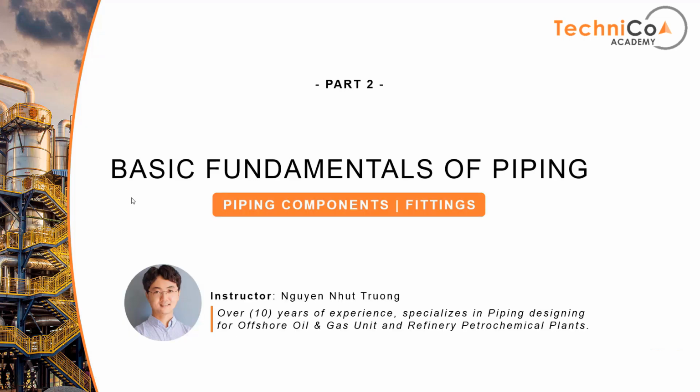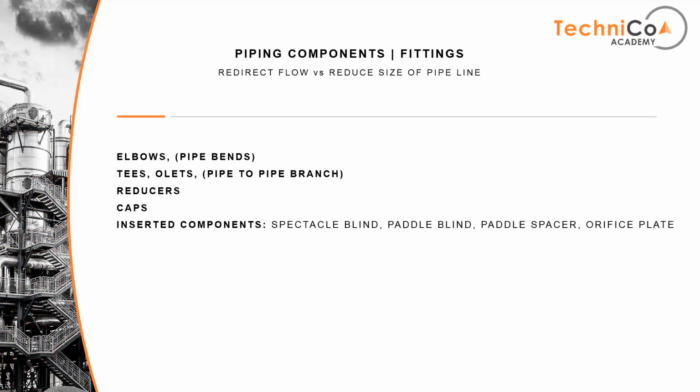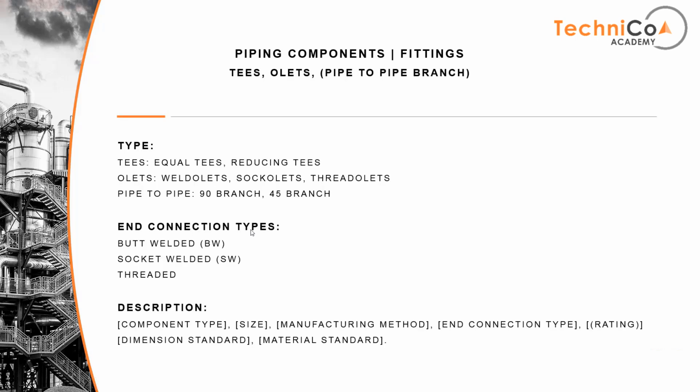This is the summary of Part 2, Piping Components, and I talk about fitting. In this fitting section, I will talk about elbow, tee and olet. I'm talking about reducers, caps and inserted components. In each type of fitting like that, I will talk about its types. For example, this tee: what are the types, what are the end connections, and what is the description for fitting?